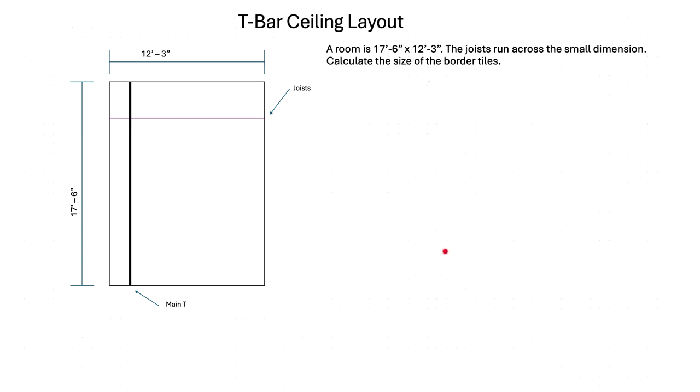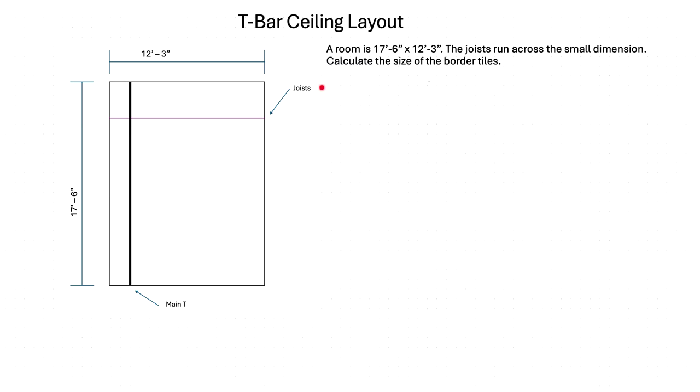So we have a room, it's 17 foot 6 inches in one direction and 12 foot 3 in the other direction. The joists run across this small dimension, and we want to find out the size of the border tiles. So I went ahead and already drew this out, a little bit nicer than my hand drawing. I'm drawing out a regular rectangle and putting in the dimensions: 17 foot 6 and 12 foot 3.